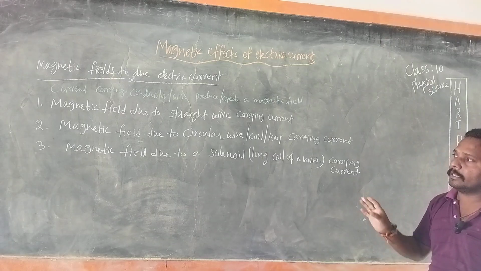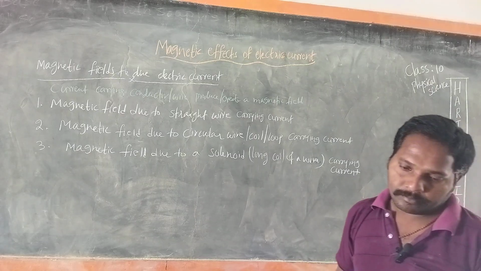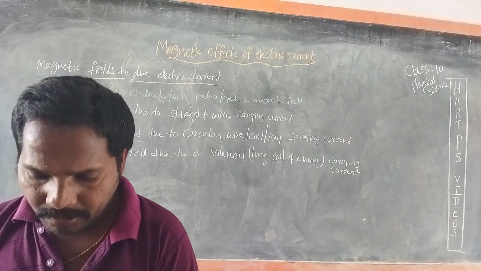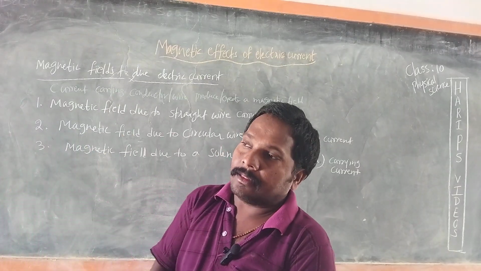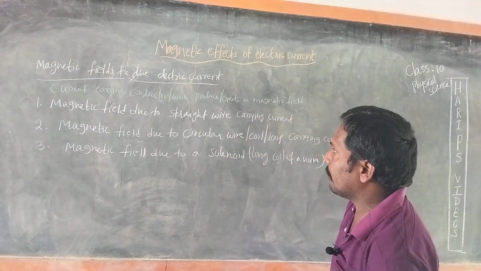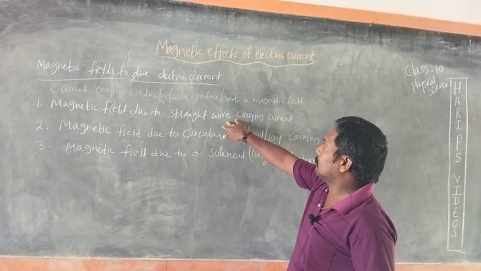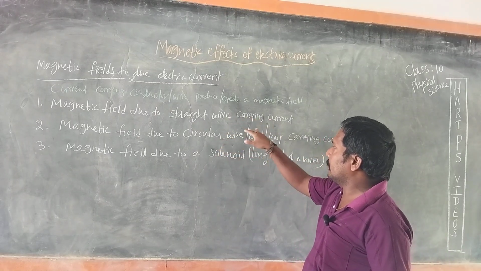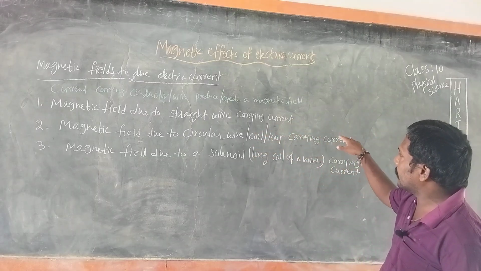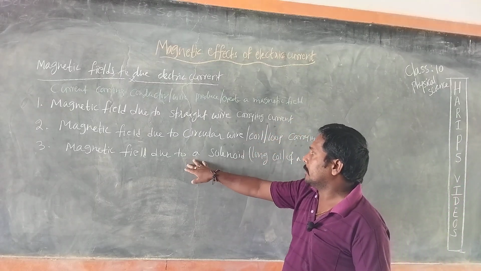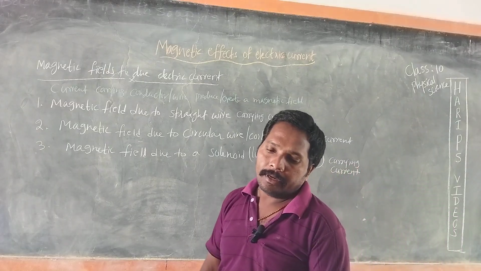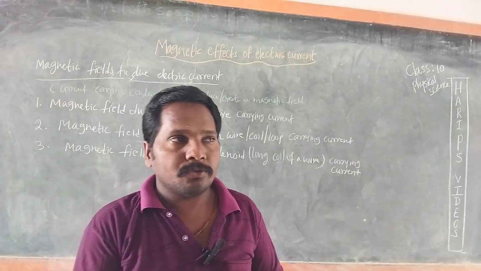So these are the three magnetic field patterns. We can study the magnetic field formed by a straight wire carrying current, a circular wire or a coil or a loop carrying current, then a solenoid carrying current. So let us discuss this.